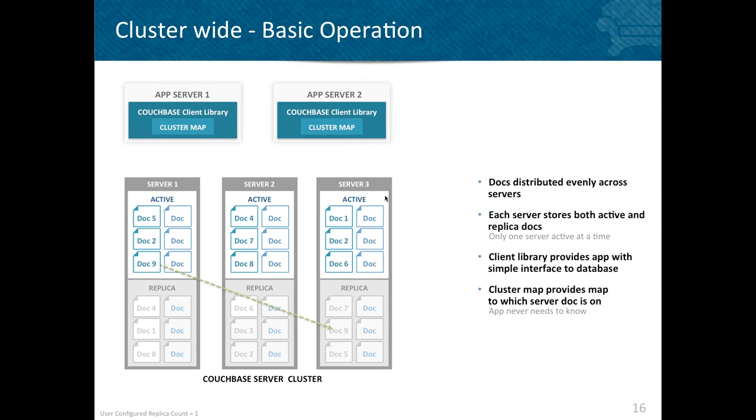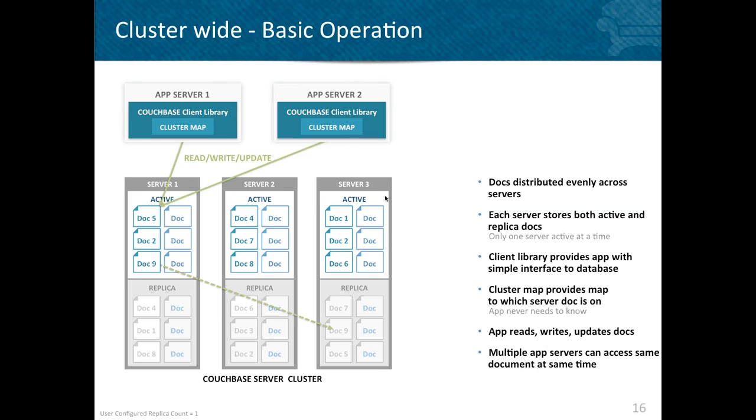When the application servers come online, they contact one of these nodes of the cluster, get a cluster map, which basically tells them the topology of the cluster and where the data is located. And then every read, every write, every update, and every delete is directed right at the server that owns the data.